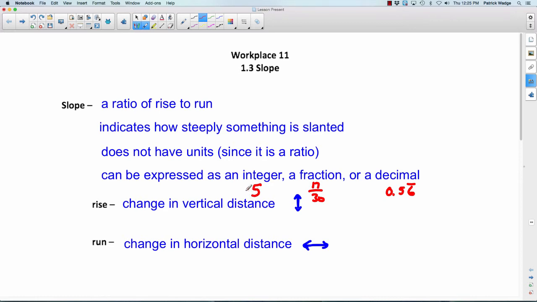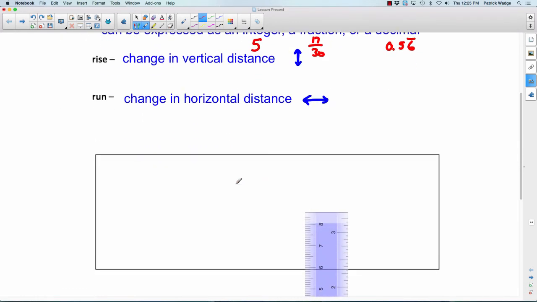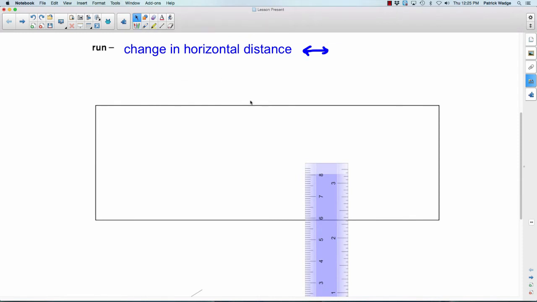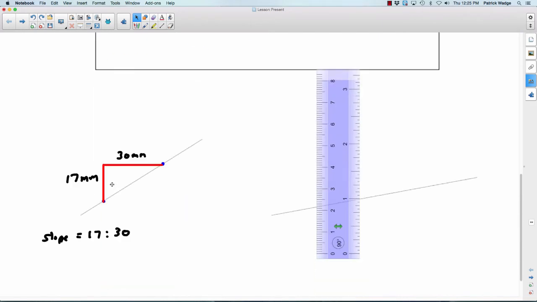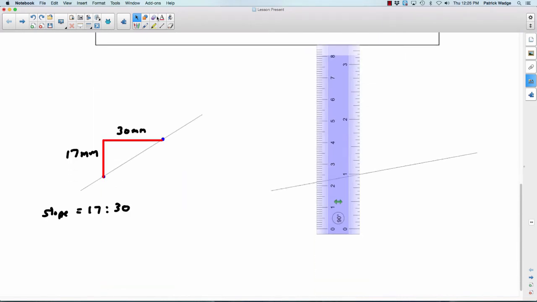All right, so that takes us to the formulas for slope. So I'll write those in the box here. Slope is equal to rise divided by run. So that's absolutely what we did right here. I can show it as a division statement. We took our rise, which was 17, and divided it by our run, which was 30.